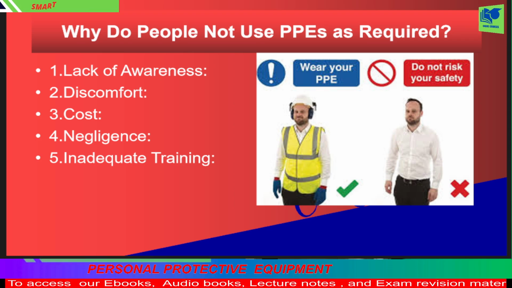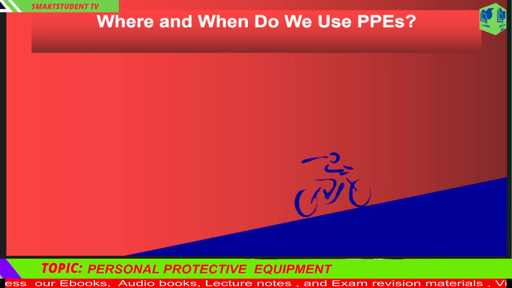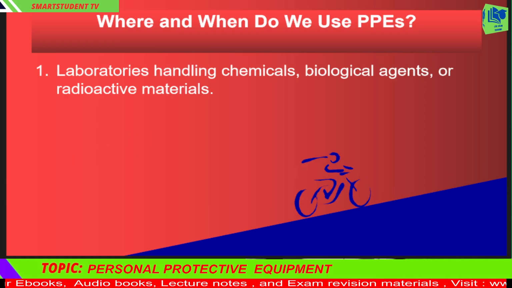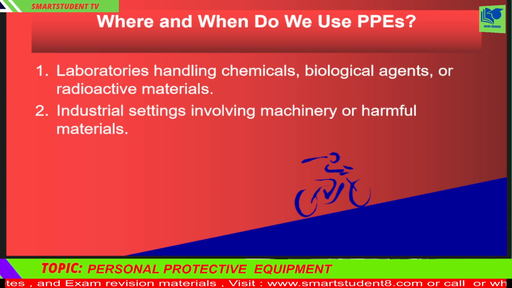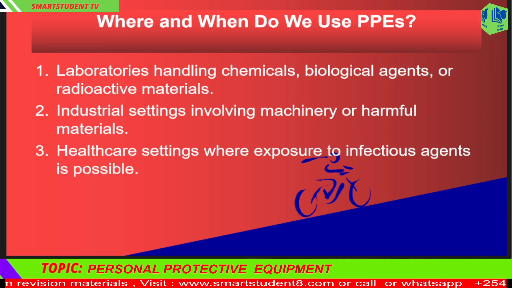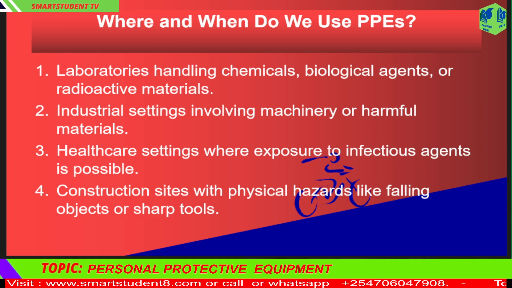Where and when do we use PPEs? PPEs are used in environments where hazards are present, such as 1. Laboratories handling chemicals, biological agents, or radioactive materials. 2. Industrial settings involving machinery or harmful materials. 3. Healthcare settings where exposure to infectious agents is possible. 4. Construction sites with physical hazards like falling objects or sharp tools.